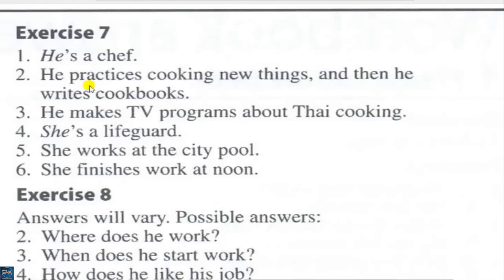Exercise 7. 1. He's a chef. 2. He practices cooking new things and then he writes cookbooks. 3. He makes TV programs about Thai cooking. 4. She's a lifeguard. 5. She works at the city pool.